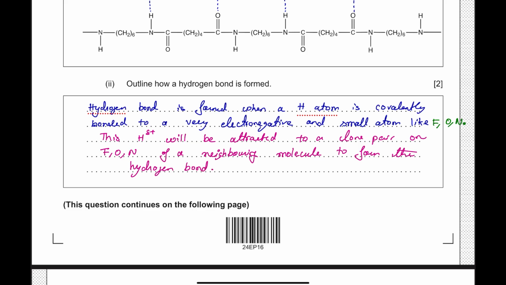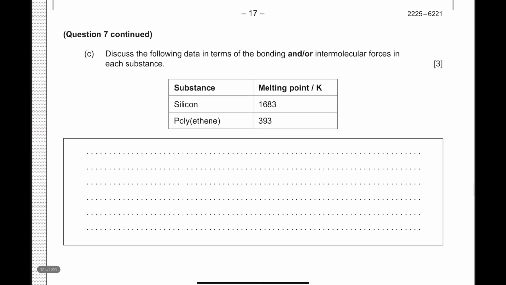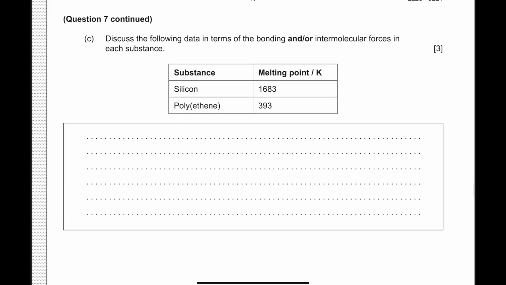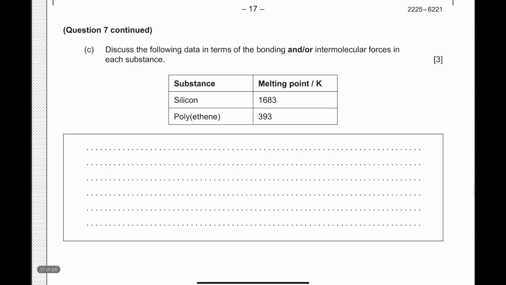Next, we have to discuss the following in terms of bonding and intermolecular forces. The silicon's melting point is very high, while polyethene's melting point is low. So why does silicon have such a high melting point? Because silicon has a property of catenation. If you look at a silicon atom, it is covalently bonded to each other. Each silicon atom is covalently bonded. Just like carbon, silicon also shows this exact same property.